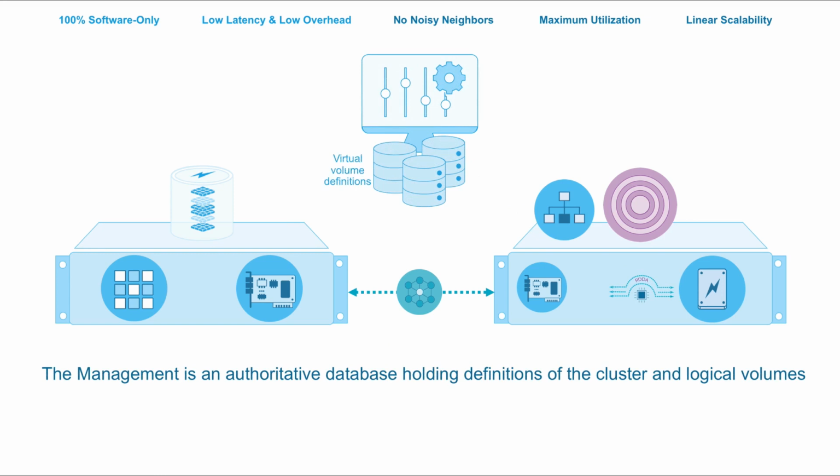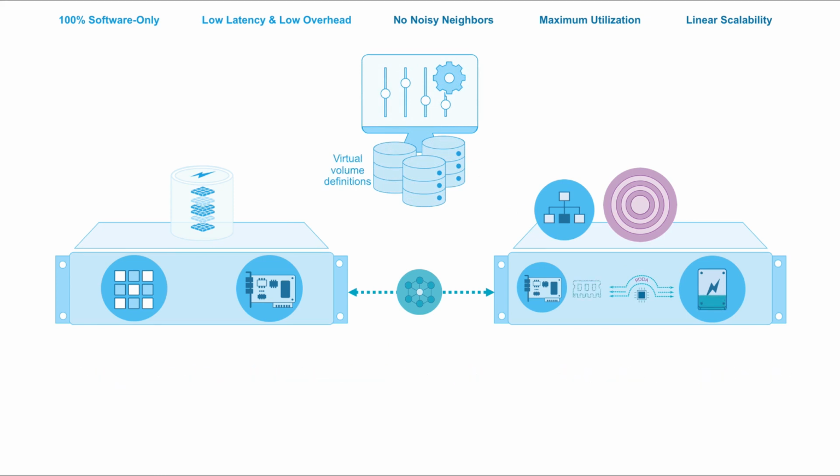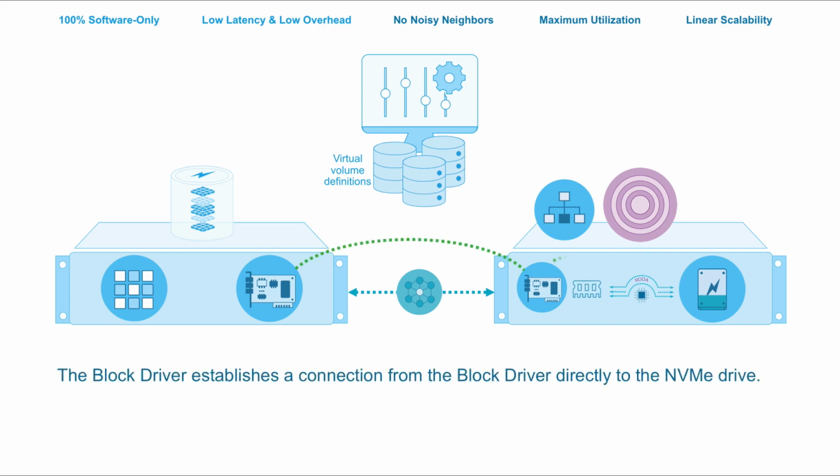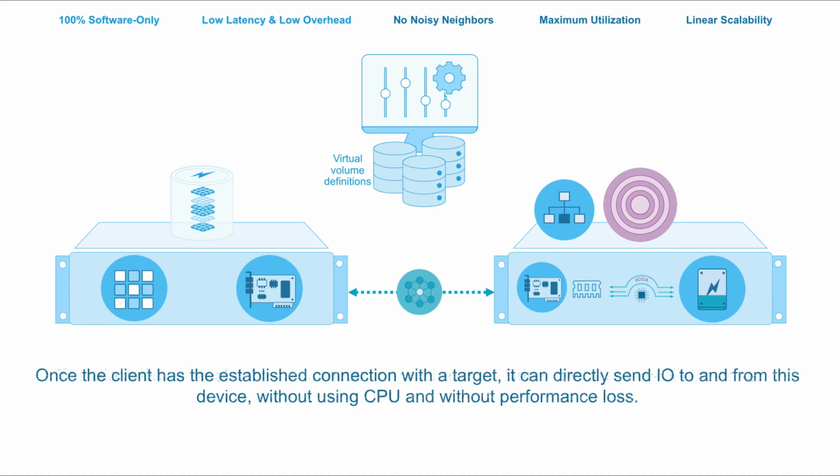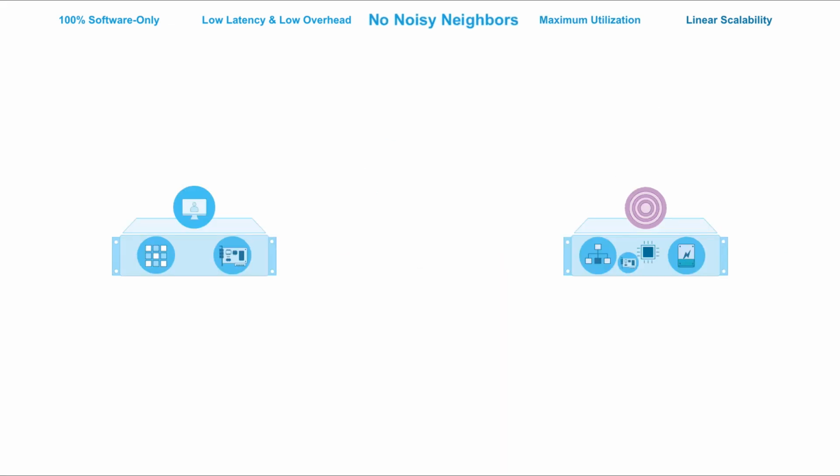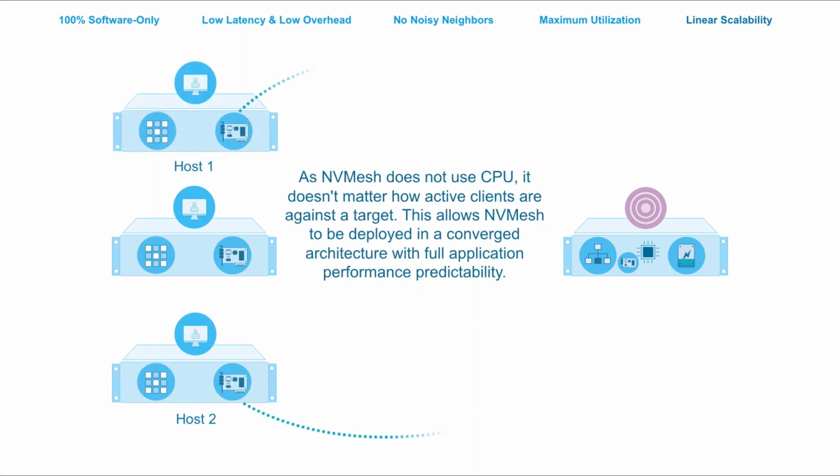When the client block driver establishes a connection from the block driver to the NVMe drive, the management acts as a database, holding all definitions of the entire cluster and all logical volumes. Once the client has established the connection, it can directly send I/O to and from this device without impacting the CPU of the target server. As NVMesh does not use CPU, it doesn't matter how active clients are against a target. This allows NVMesh to be deployed in a converged architecture with full application performance predictability.